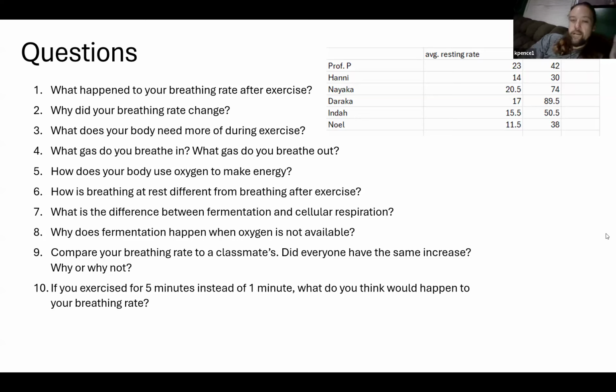Okay, so the reason why we had to increase our breathing rates is because we needed that oxygen from the air, right? Now, what is your body doing with that oxygen? So why do we need that oxygen in our body for number three? We know that we need it for workout. We need it for physical activity. So what exactly is the oxygen being used for? It makes what?